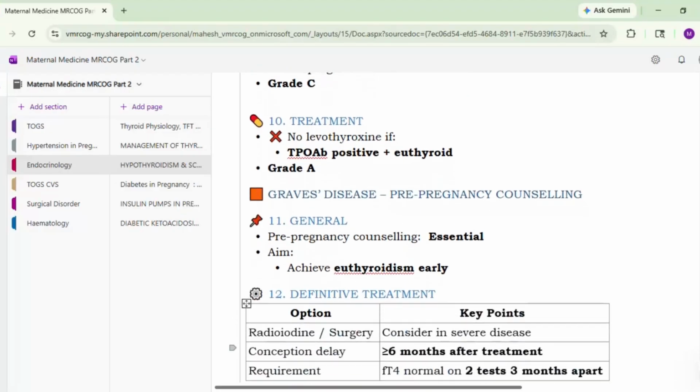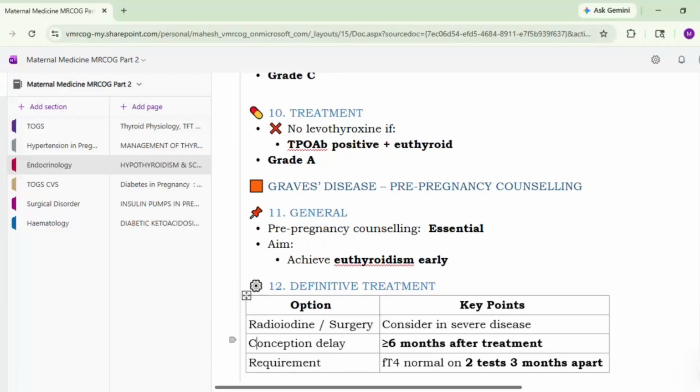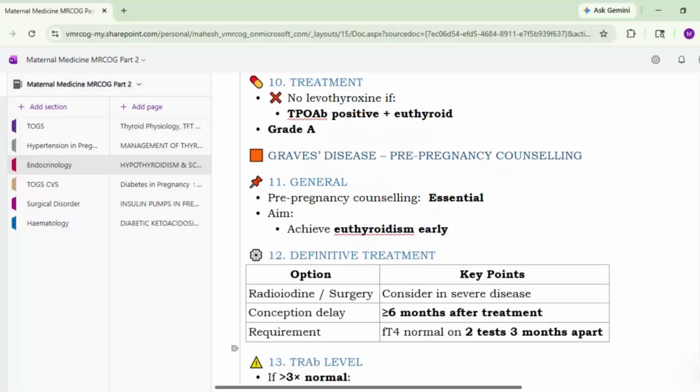Now, if she is a case of Graves' disease, pre-pregnancy counseling is a must. Now she has Graves' disease. That means she will be antibody positive also. She will be on treatment also. What is most important in this patient is the pre-pregnancy counseling. This is essential, and she should be euthyroid early, before she conceives.